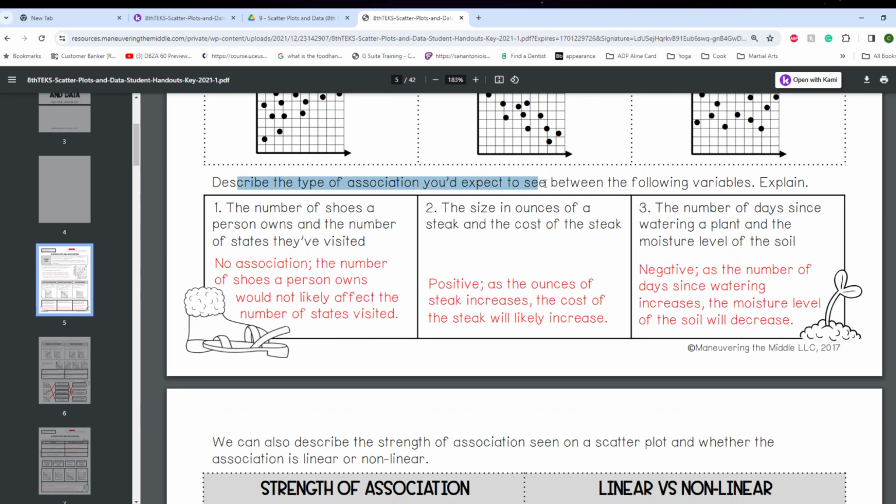So describe the types of association you expect to see between the following variables. Please explain.